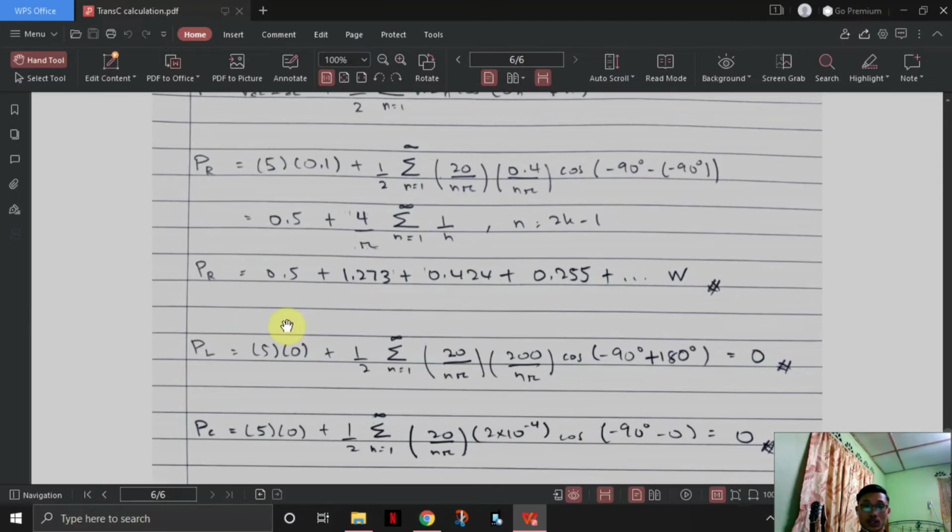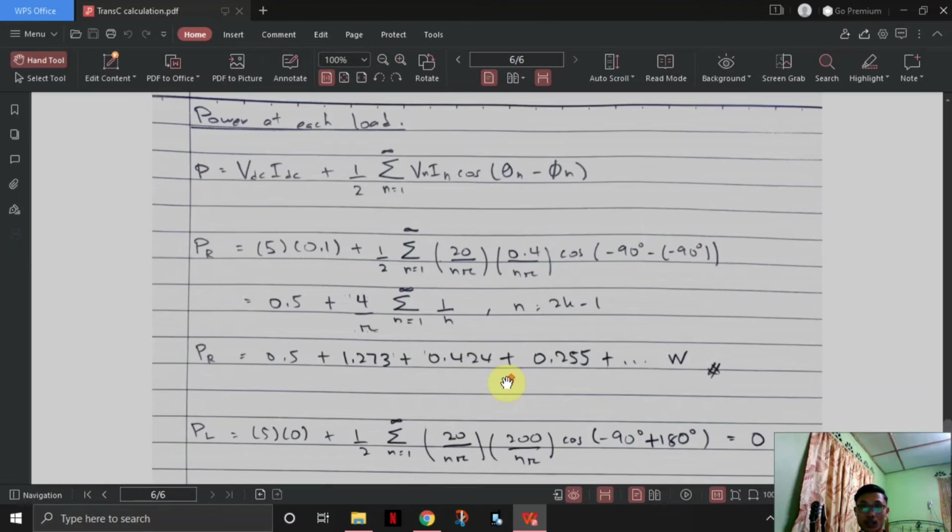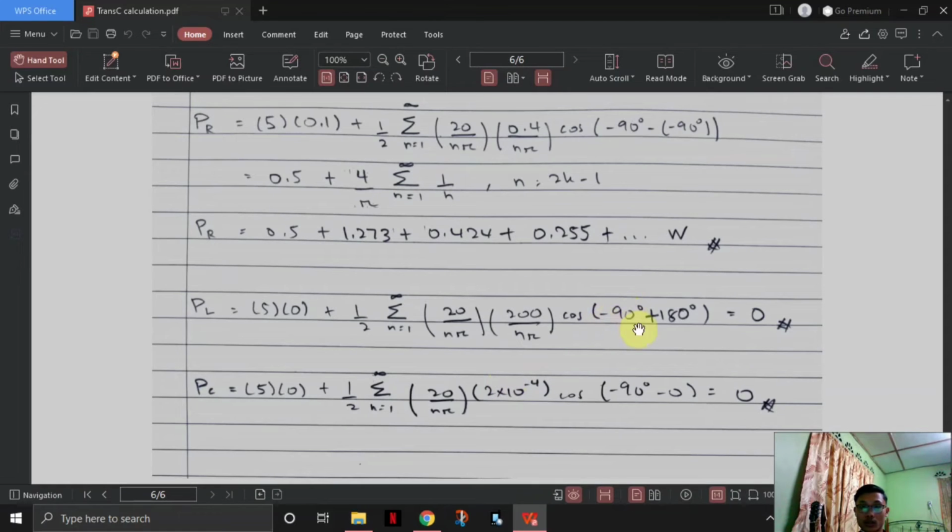For the IDC is 0 plus 1 over 2 n equal to 1 times 20 over n pi, and then times cos of negative 90 degrees plus 180 degrees. We'll have the power for the inductor is equal to 0. It is the same with the PC.